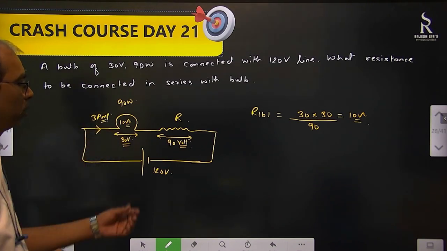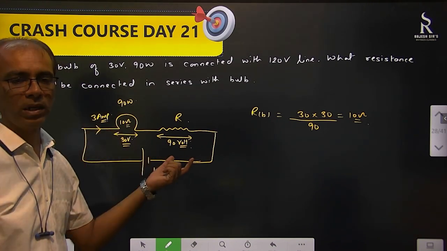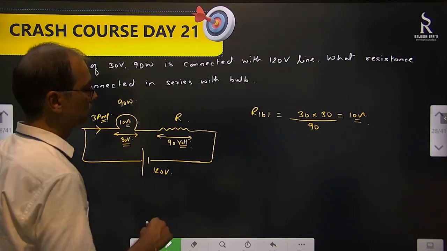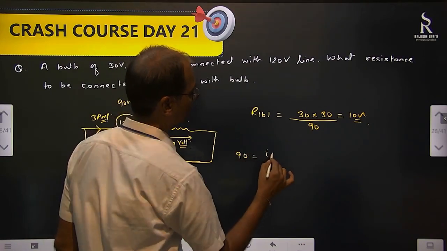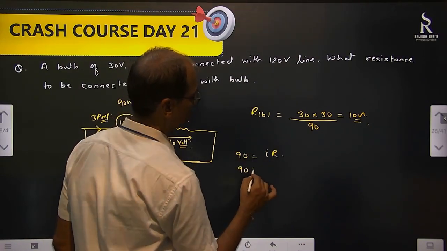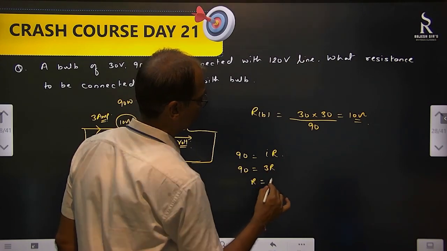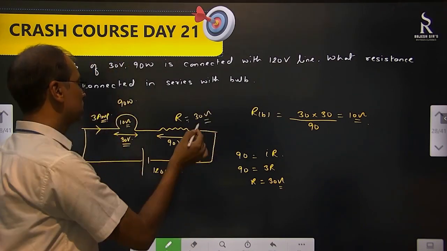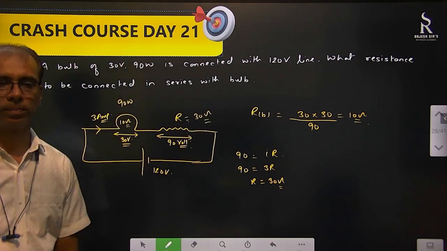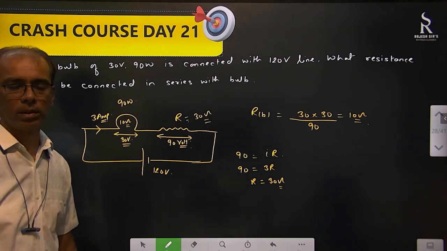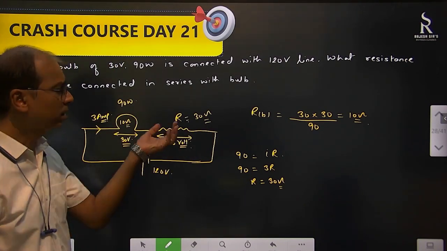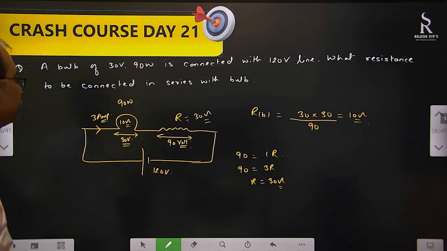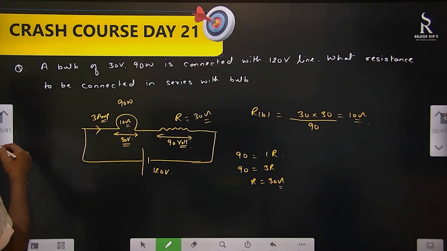And here what do you want? 90 volt. So how much should R be? 90 equals I into R, so 90 equals 3R, so R is 30 ohm. If you have 30 ohm here, that's all, we are saved. This is 30, this is 10, total 40, so current will be 3 ampere. Done, over, we can save the bulb. If it's more than 30, even better, then current will not reach even 3 ampere. This is the maximum current, remember.